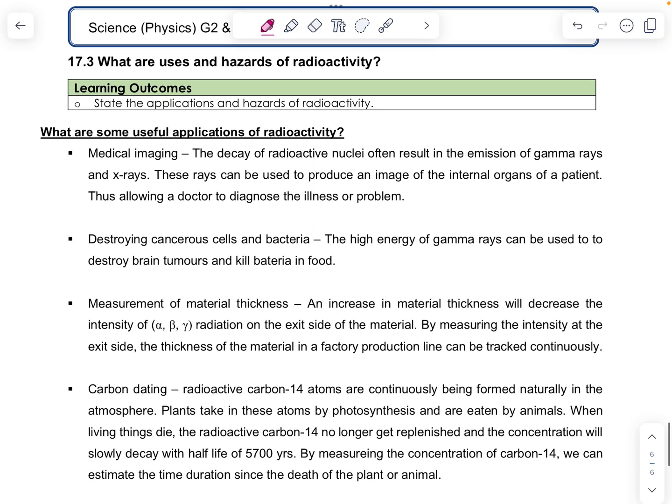Okay, so let's look at the uses and hazards of radioactivity. If you have a fracture, we can use X-rays to check for the fracture. However, you must remember that these are given in low dose and short half-life.